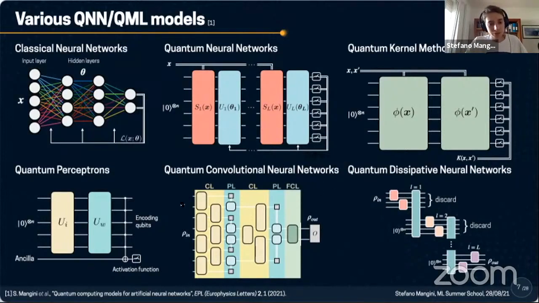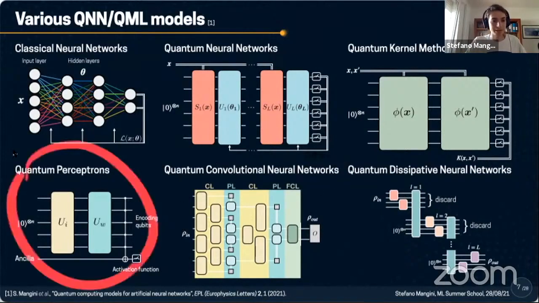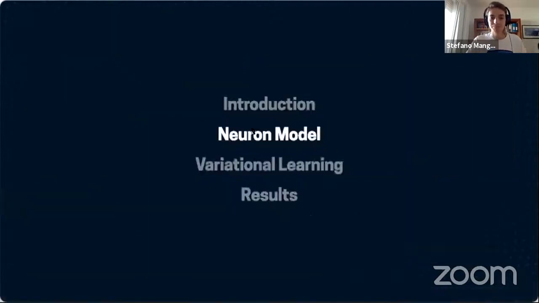In particular, in the following, what I will focus on is this specific model, which is quantum perceptrons, where the idea is to take the classical perceptron, that mathematical model, and try to make it quantum. So reproduce the same dynamics of a perceptron, but on quantum hardware. So this is the quantum circuit, let's say. I will now go on speaking about this quantum neuron model.